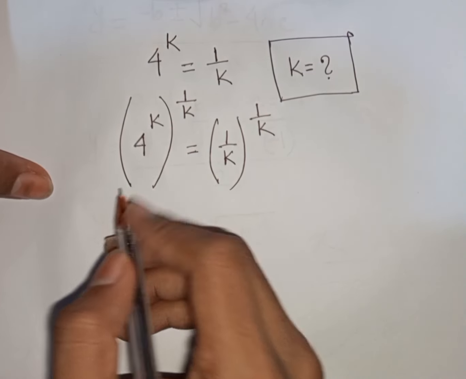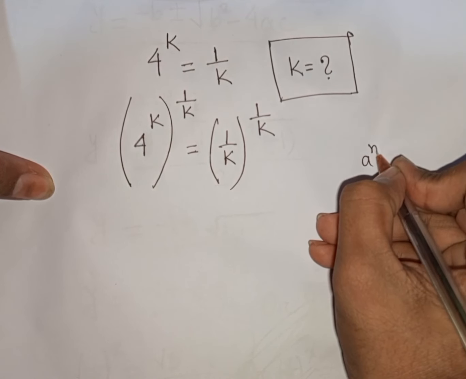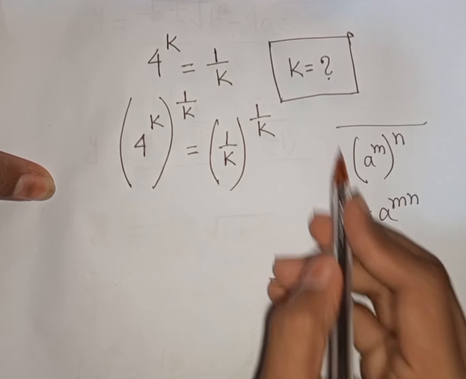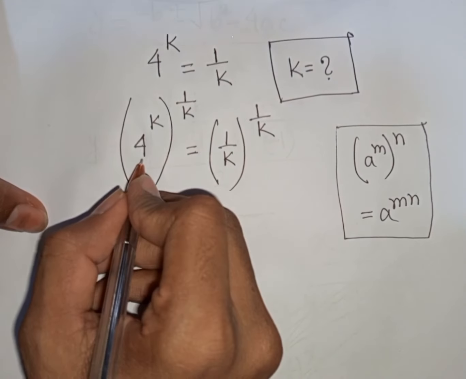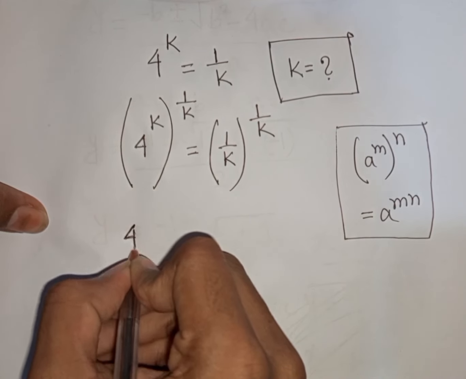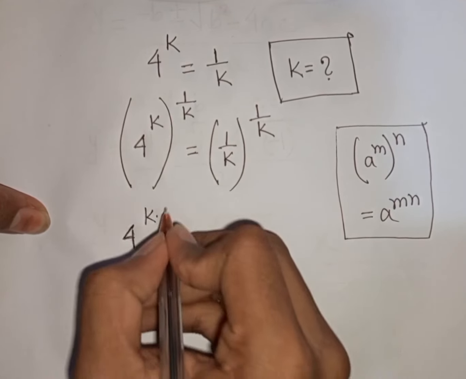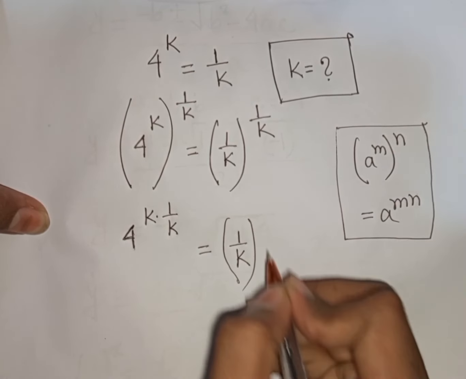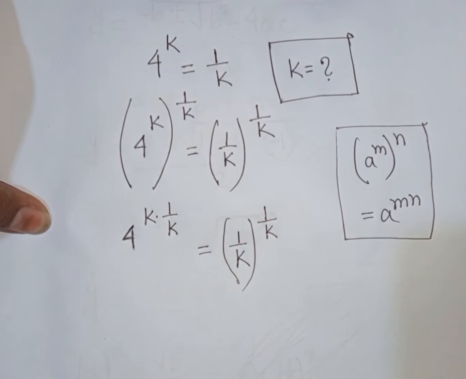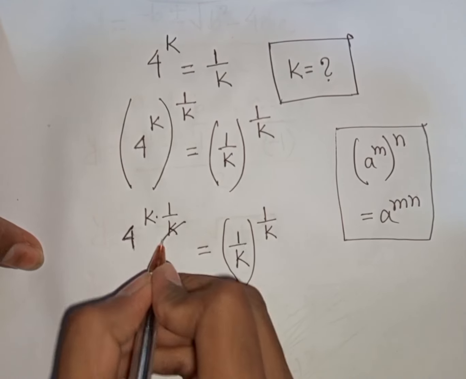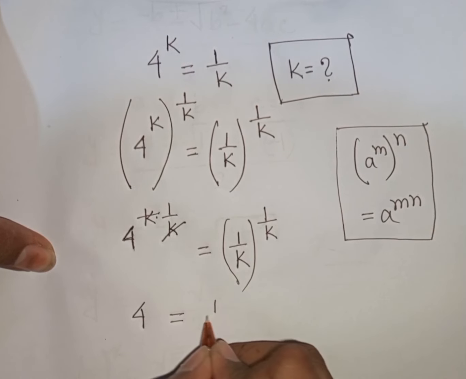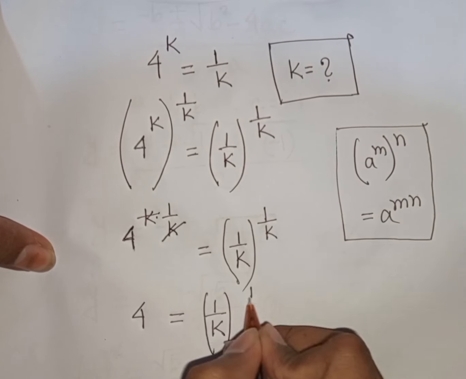Now here I can apply this exponential rule that a power m, bracket power n, is equal to a power of m times n, that means mn. So according to this formula, I can write here 4 power of k times 1 by k is equal to (1 by k) bracket power of 1 by k. Now we see this k will be cancelled. So we have 4 power 1, same as 4, is equal to (1 by k) bracket power of 1 by k.